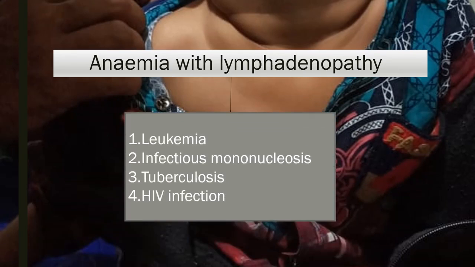If the child has anemia with lymphadenopathy, then think of leukemia, infectious mononucleosis, tuberculosis, and HIV infection. If the child has leukemia, then hepatosplenomegaly with lymphadenopathy and anemia will be there. If infectious mononucleosis, then also lymphadenopathy with anemia. If the child has tuberculosis or HIV, then there will be significant weight loss and other findings of this infection will also be there.